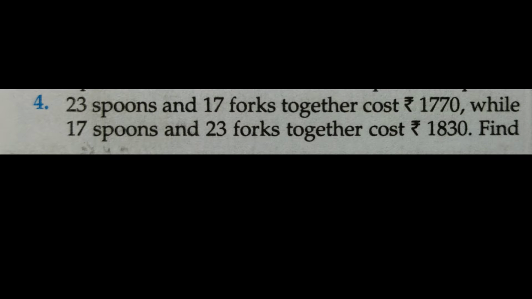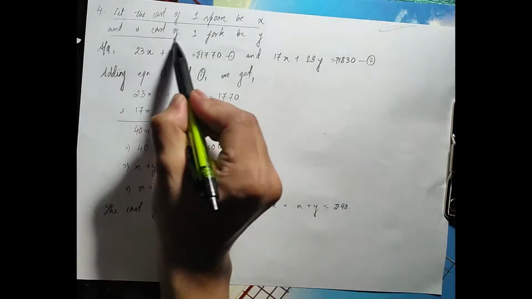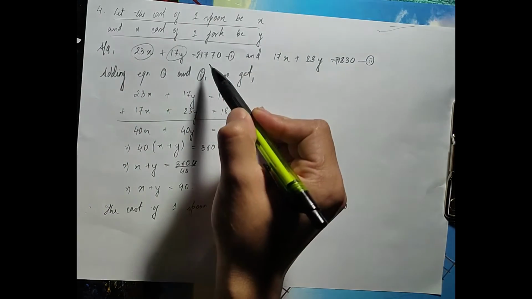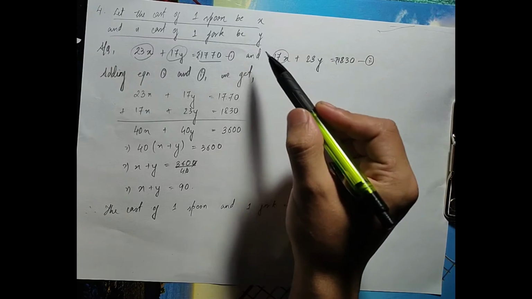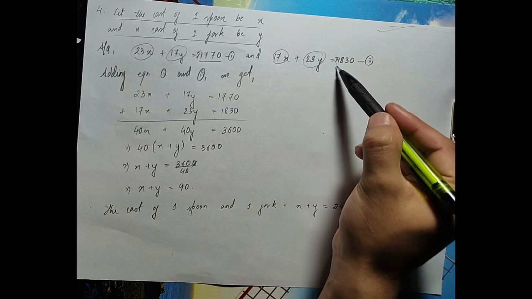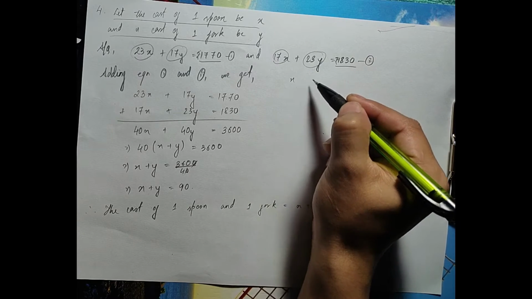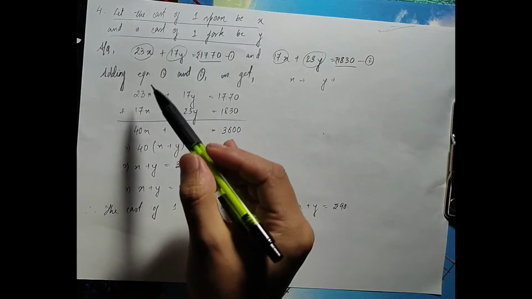Fine. So we'll do this. Let the cost of 1 spoon be x. Let the cost of 1 fork be y. So according to the question, 23 spoons and 17 forks, they cost this much, and 17 spoons and 23 forks, they cost this much. Alright, now here we don't need to find the value of x and y. Okay, there is a trick that we can do.